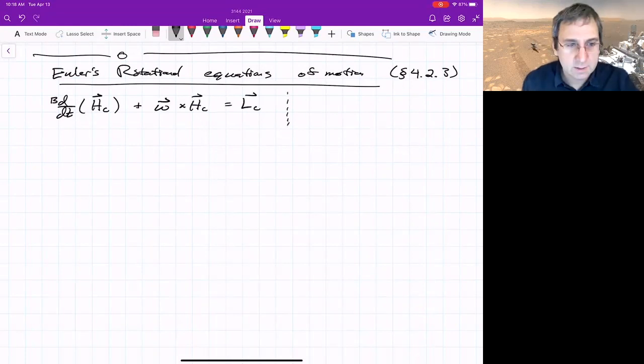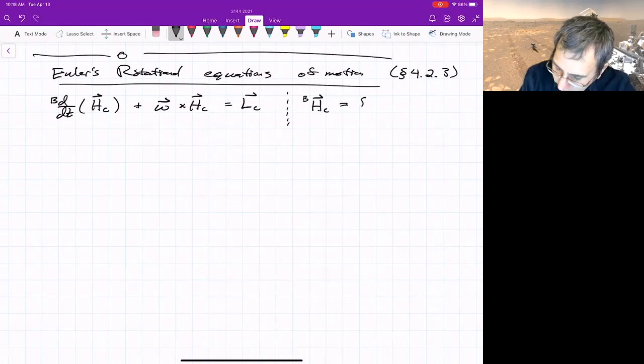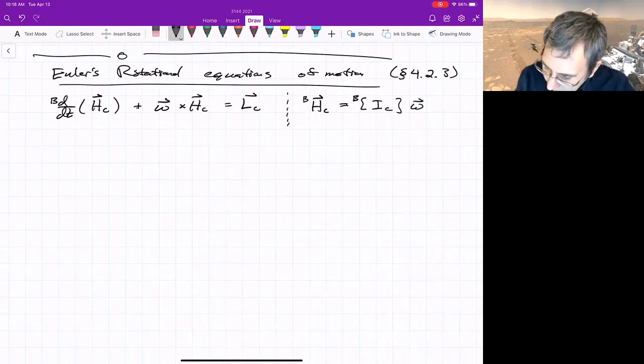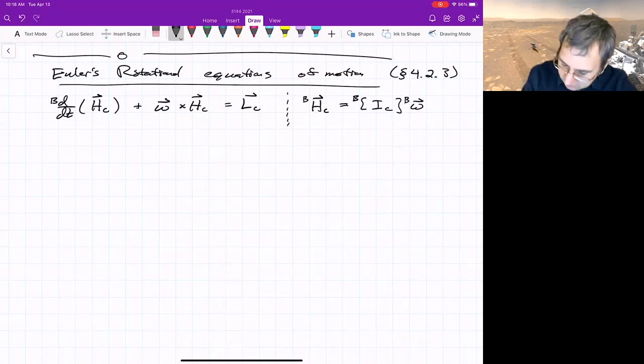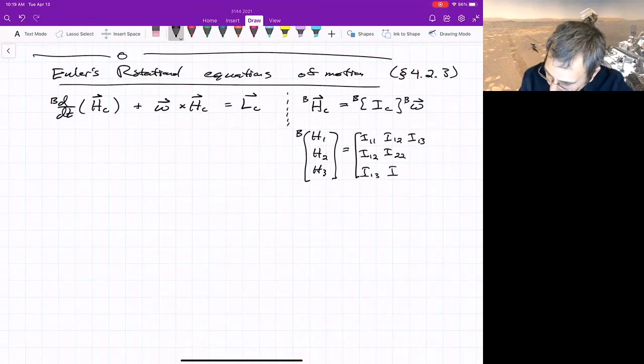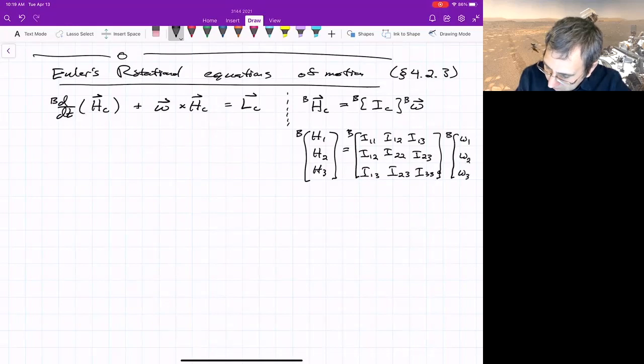And now we can substitute in what we know for the angular momentum written in the body fixed frame. It equals the moment of inertia matrix, which we have fussed about, times omega, the angular velocity, again written in the body fixed frame. We could write it out, not particularly enlightening, but there it is. And this is all in the body fixed frame. And then omega 1, omega 2, omega 3.